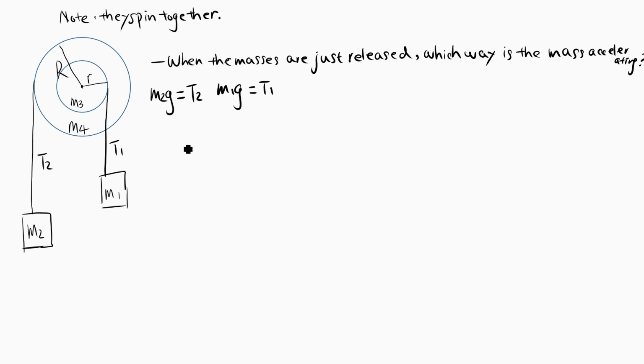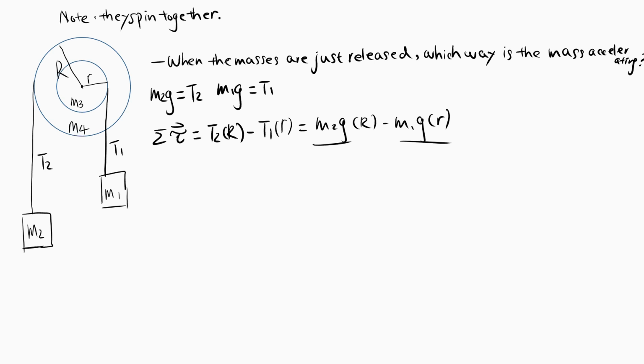Then let's sum the torque about the pivot point. Remember, stick to convention: counterclockwise is positive, so T2 big R, and clockwise is negative, so minus T1 small r. And this is m2g R minus m1g r. So if you have values to plug in, then you can figure out which direction, counterclockwise or clockwise, this thing is going.